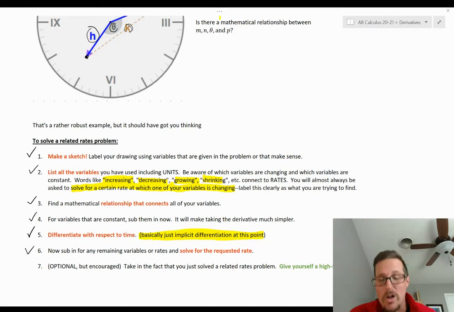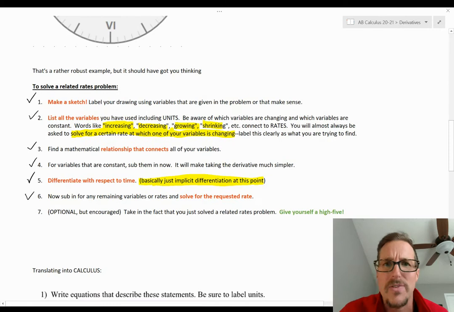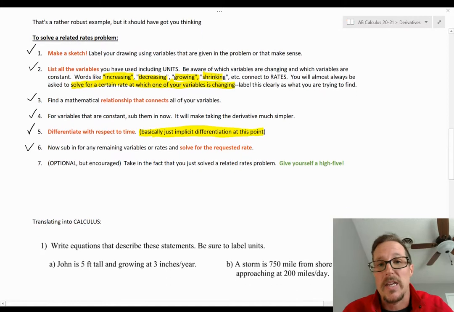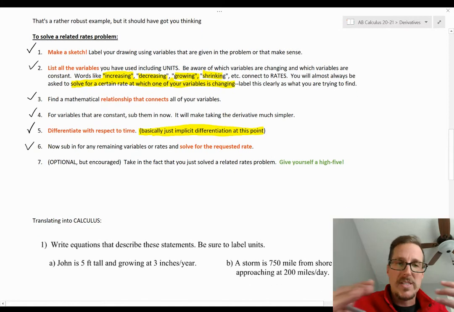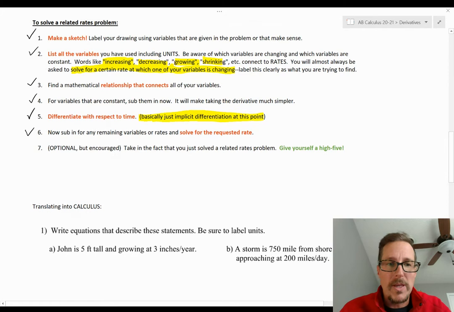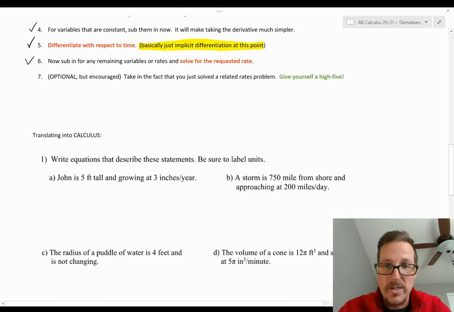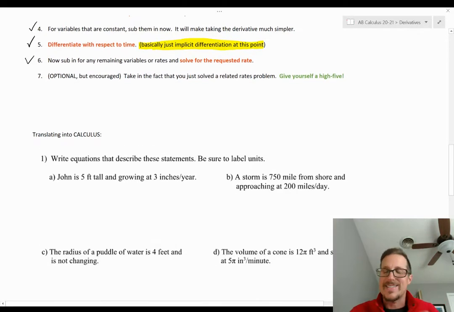So when you solve related rates problems, give yourself a high five because, daggone, these are tough problems and you will have done something if you get these done. All right, so let's talk about translating things into calculus. We've seen a guideline, and it's a lot. I understand it's a lot, but we want to be able to take a problem and decipher the English words into mathematical expressions.